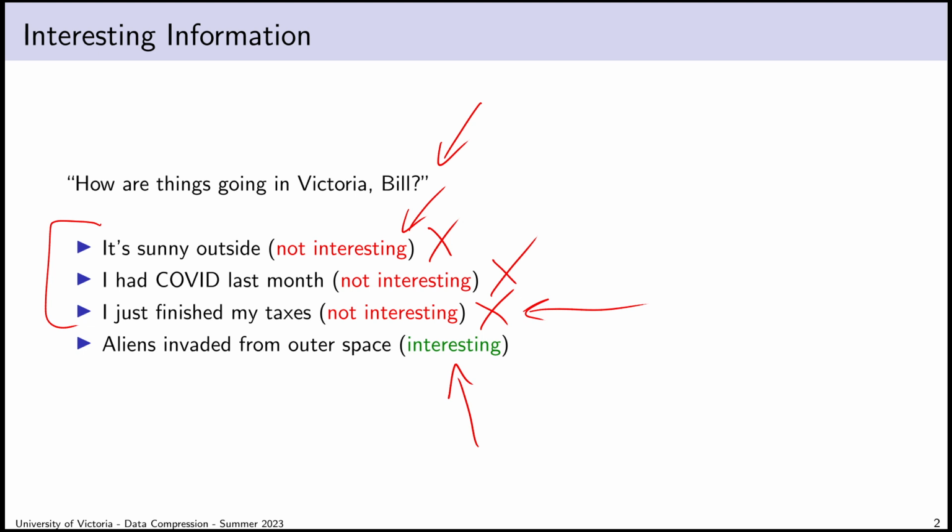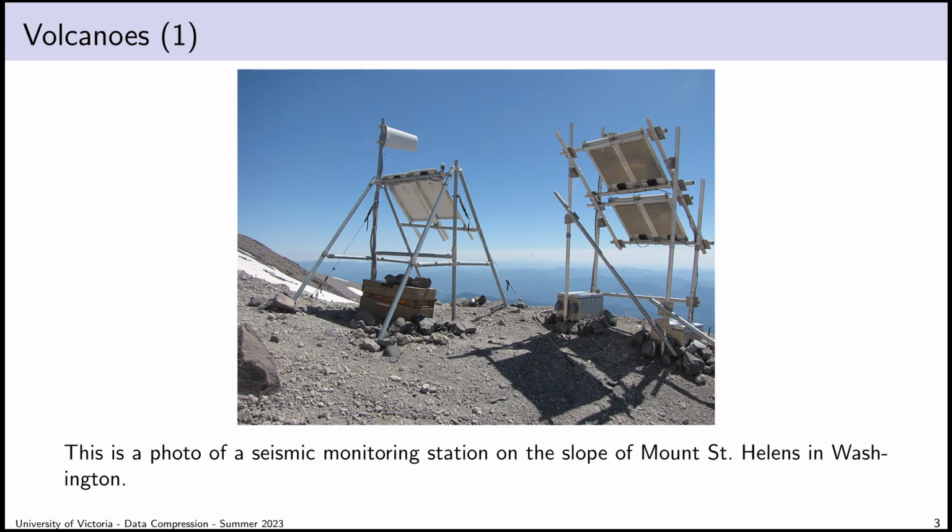Anyway, let's talk about volcanoes for a minute. So here is a picture of a seismic monitoring station on the slope of Mount St. Helens. Now, Mount St. Helens is in Washington State. I'm recording this video right now from Victoria on the west coast of British Columbia, and most of you watching this, that is where you are too. And south of Victoria is the United States, particularly Washington State, which is immediately to the south.